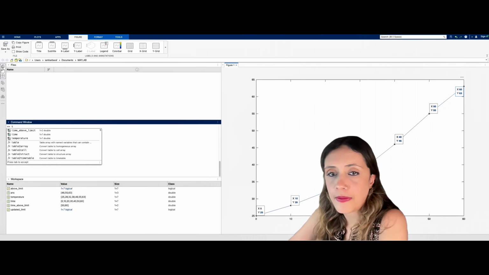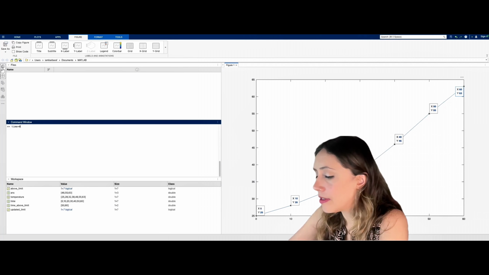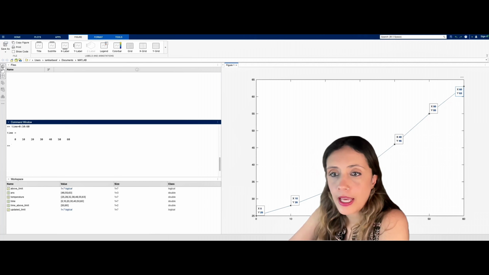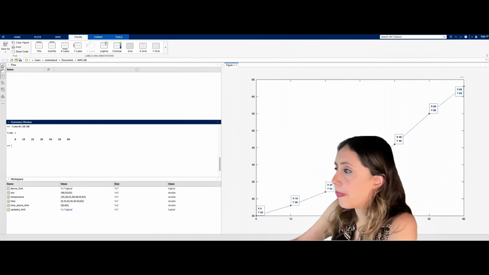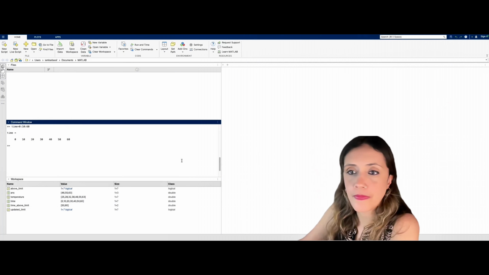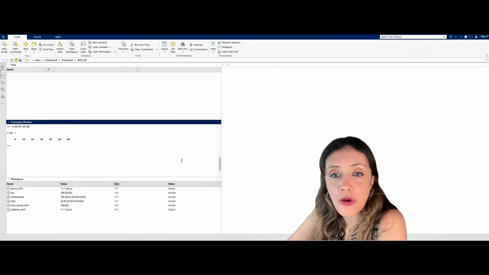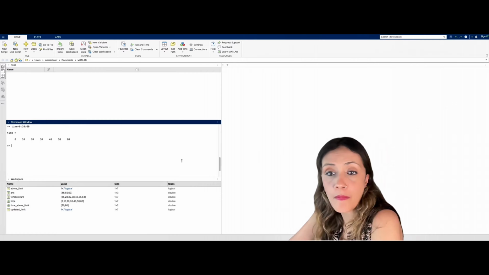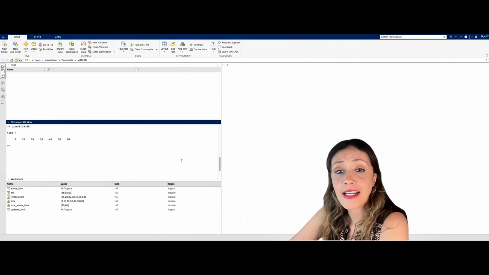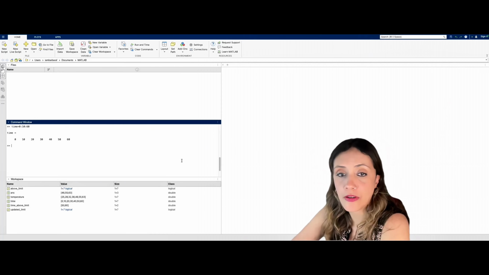So we are going to type time equal 0, colon 10, colon 60. And here's the output. So here we have the time interval, meaning the temperature of the battery will be measured starting at 0 and then after 10 minutes, 20 minutes, 30 minutes, and so on.